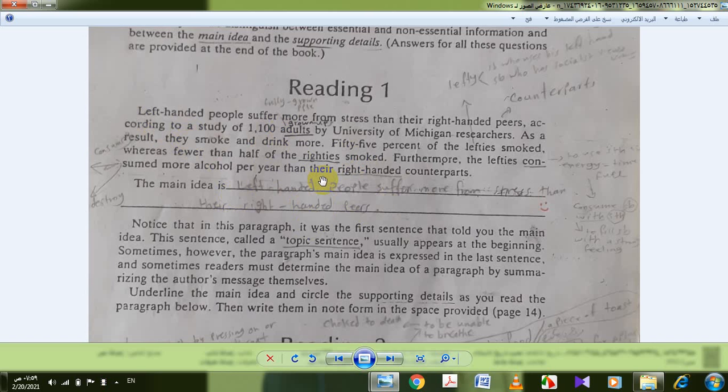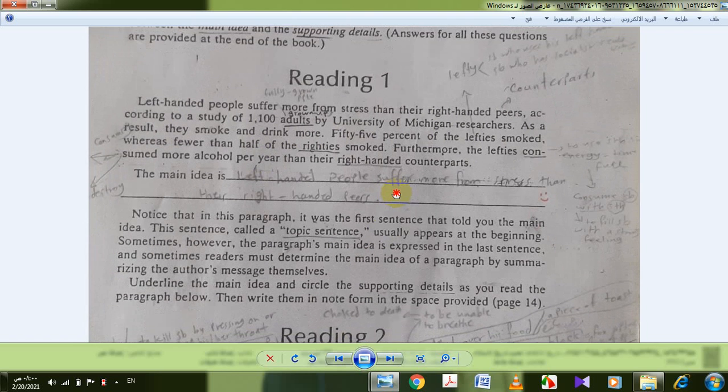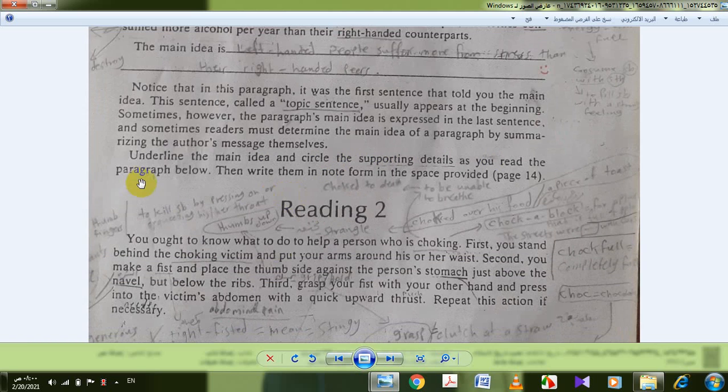Okay, good. Notice here that in this paragraph, it was the first sentence that told you the main idea. This sentence is called a topic sentence. The main idea is the topic sentence, but with some slight difference actually. The topic sentence usually appears at the beginning. Sometimes, however, the paragraph's main idea is expressed in the last sentence. And sometimes readers must determine the main idea of a paragraph by summarizing the author's message themselves. Good. So, underline the main idea and circle the supporting details as you read the paragraph below.